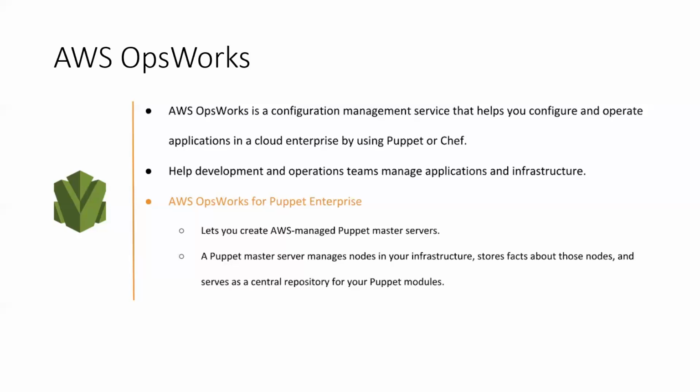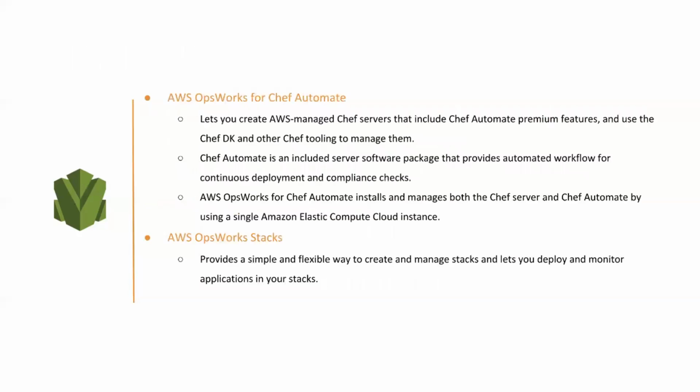So AWS OpsWorks for Puppet Enterprise basically allows you to create the Puppet master server, and then you create the nodes in that. Once you create the master server, it allows you to manage it. There are different nodes for your infrastructure, and that master server manages all your nodes. So that master server acts as your central repository for different Puppet modules or different Puppet nodes, which are performing some kind of task.